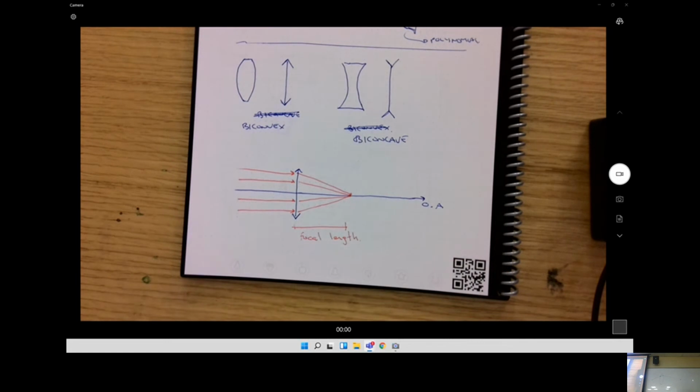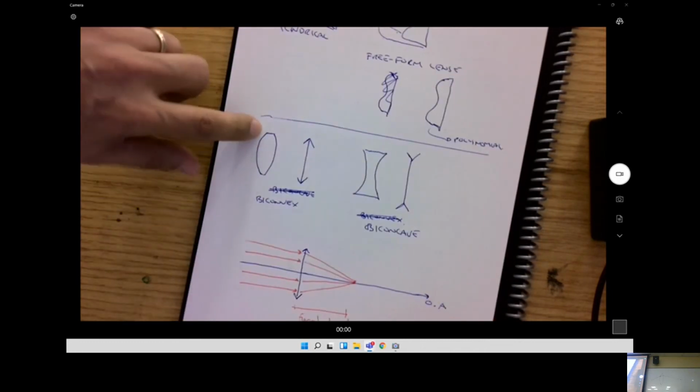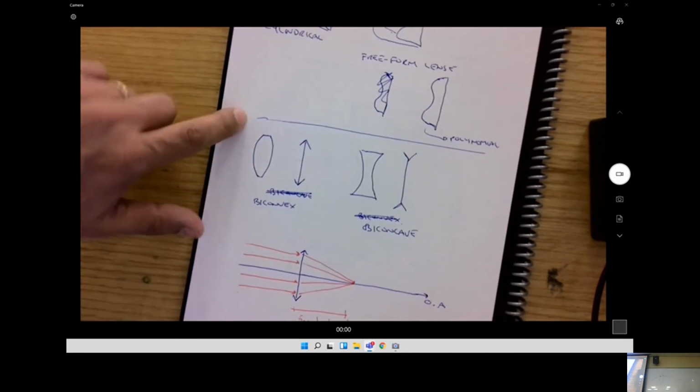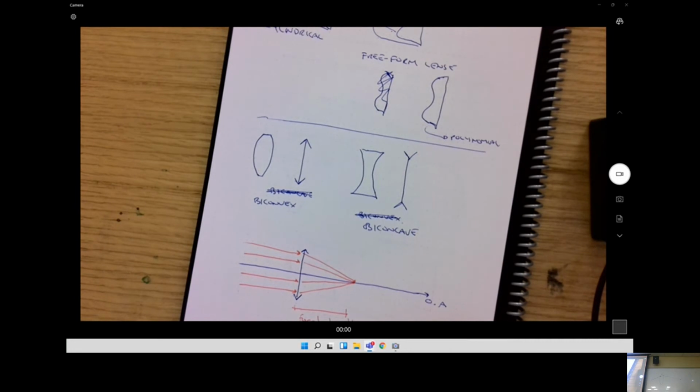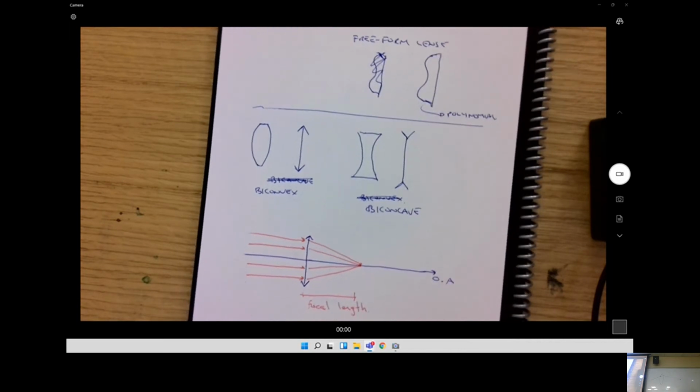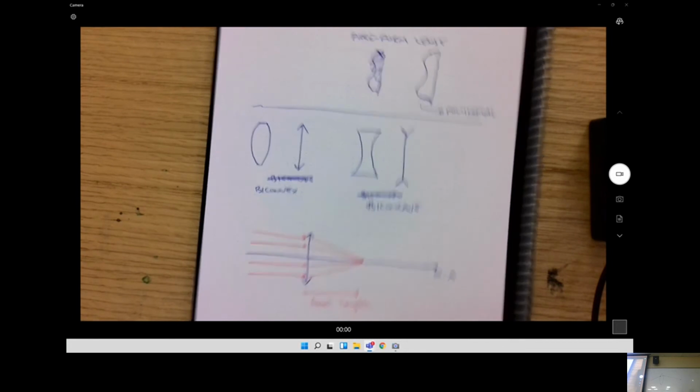You can more or less get an idea of the focal length of the lens just by looking at it. The more curved it is, the shorter the focal length you're going to have. The more flat, the longer the focal length. Okay, yes? Does that go for concave too? For concave, it's a little bit different.